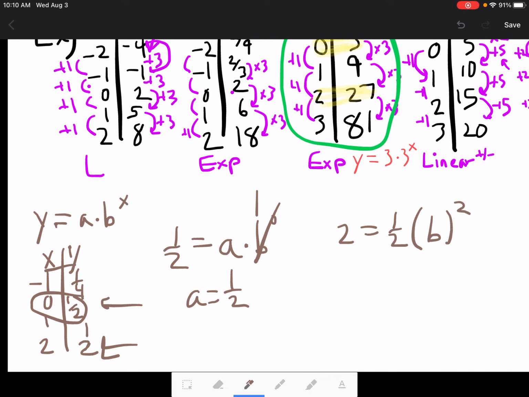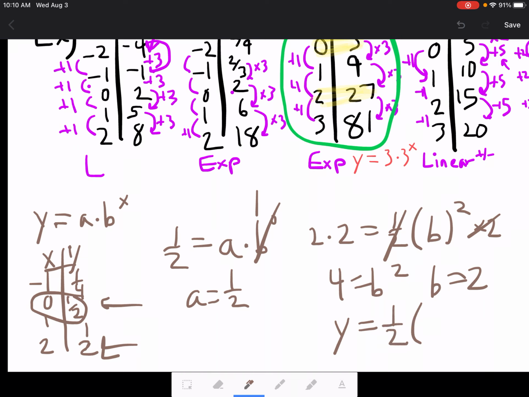Now I've got to solve for b. What I'm going to need to do is multiply both sides by 2, so that I cancel out the 1/2 there. And I get 4 equals b squared. And therefore b must equal 2. And when I bring it all together, y equals 1/2 times 2, oops, not to the squared, to the x. And there's my exponential function.